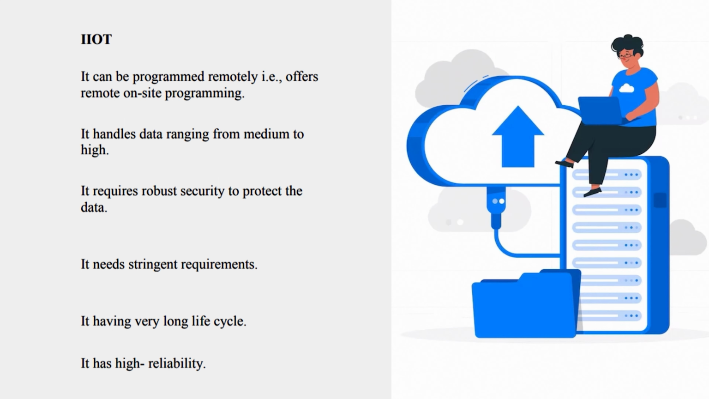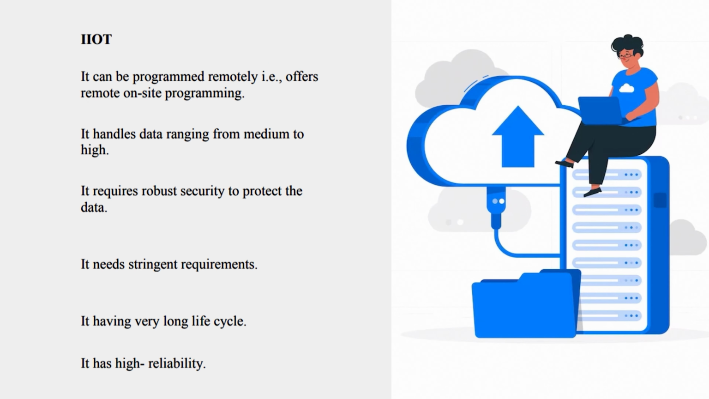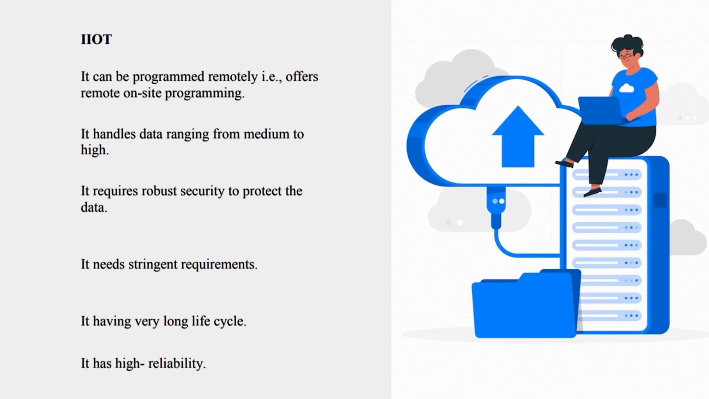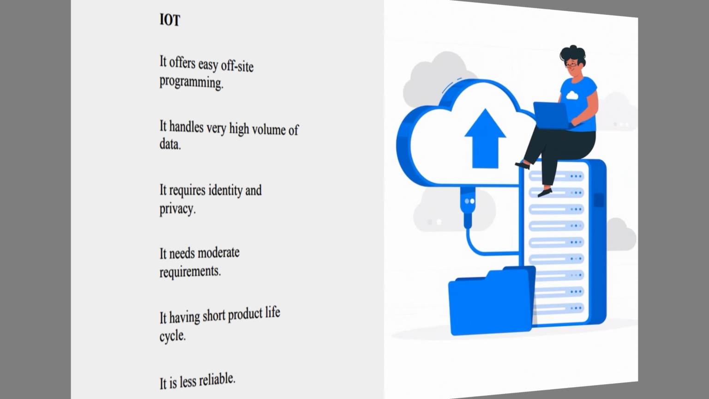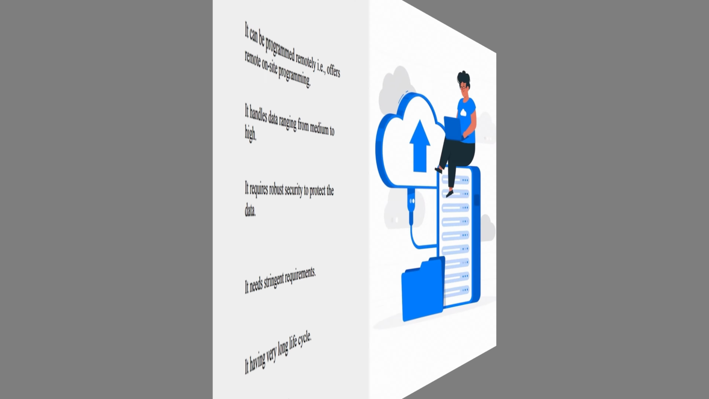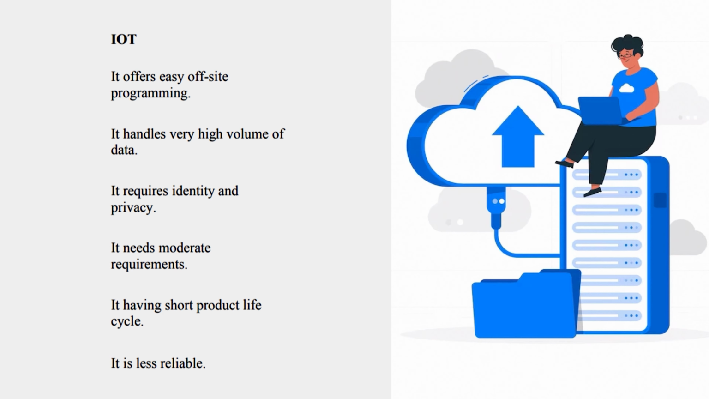IIoT requires robust security to protect the data, whereas IoT requires identity and privacy kind of security. IIoT needs stringent requirements, whereas IoT needs moderate kind of requirements. IIoT has a very long life cycle for the development of applications, but IoT may have a simple and short product life cycle. IIoT has high reliability, and IoT are very less reliable devices.